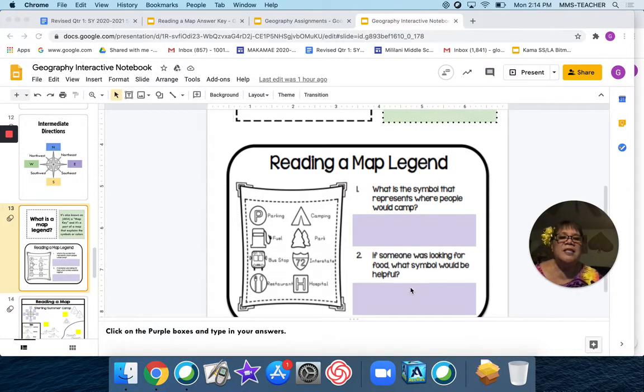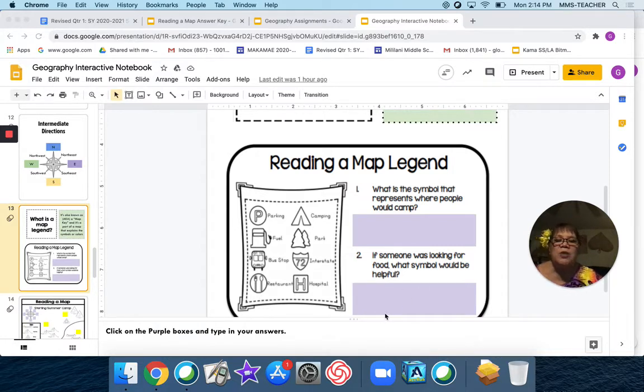Take a look at the second question. If someone was looking for food, what symbol would be helpful? Okay, where would you go to look for food or have food out of these 8 symbols? Okay, if you said restaurant, then you're correct, because that's where normally people go to eat. So you would draw a symbol of the circle with a fork and spoon right here.